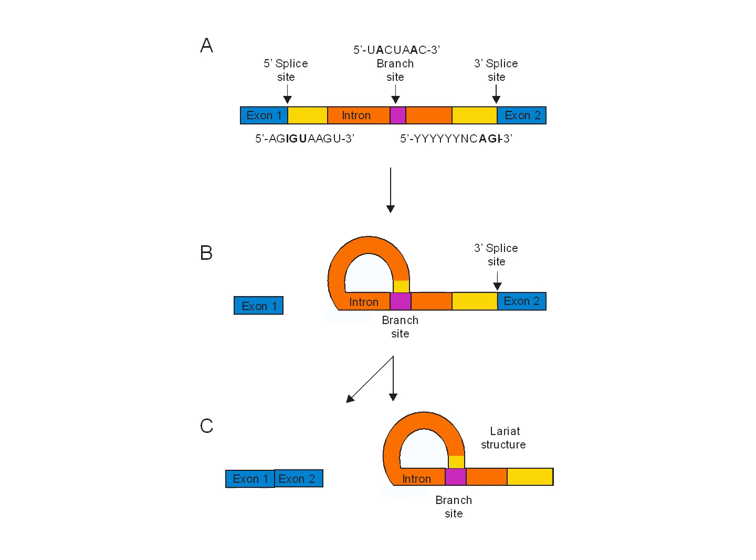Second, the free 3' end of the upstream exon displaces the intron from the 3' splice site, and the two exons are joined together. The intron is released as a branched lariat structure, and later this lariat structure will be degraded. So that's the process of splicing.